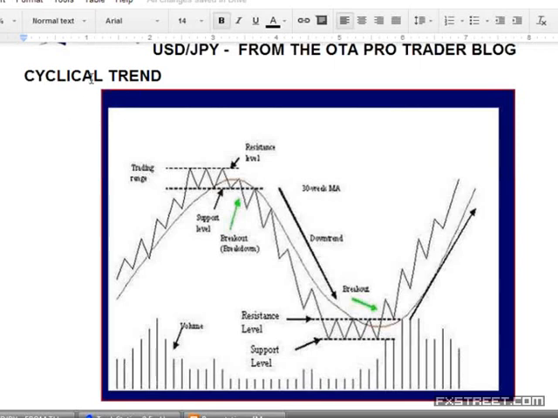And I call this a cyclical trend, folks, because it has a cycle that's pretty much repeatable. It's repeatable in pretty much every asset that you could think about. I want you to look at this picture really quick, and I want you to compare it to this picture right here.